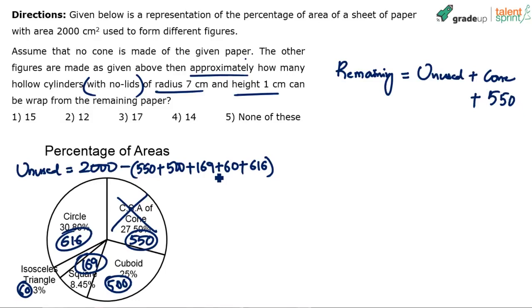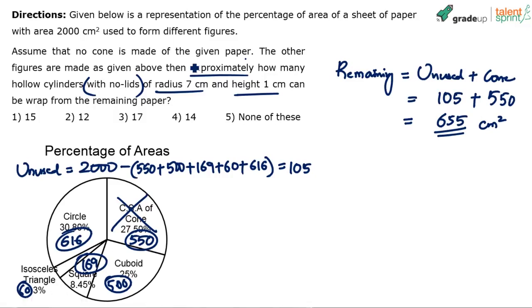And now add the unit places. 9 and 6 is 15. 1880 plus 15 is 1895. So 2000 minus 1895 is 105. This is 105. Right? Calculation is your lookout. You have to be very quick in that. So remaining paper is 105 plus 505, which is how much? 655. That's it. So the area of paper that we have is 655.